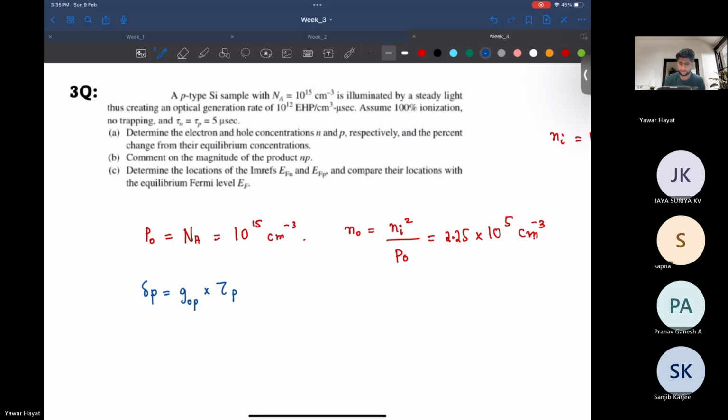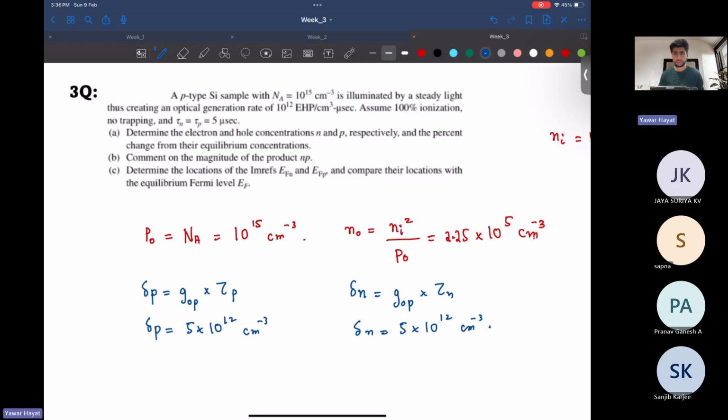Anyone? Compute this and this, delta p and delta n. This would also be GOP times tau n. Since they both are 5 microseconds, they will have the same value, right? What is that value? Multiply this by this. Right? This would be your delta P, this would be your delta N.